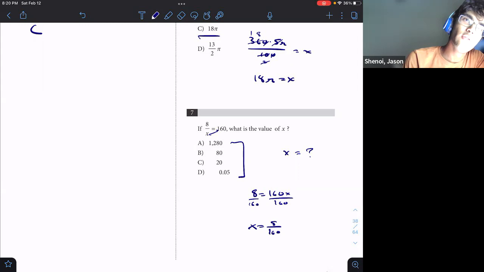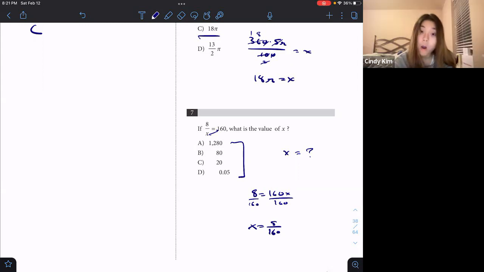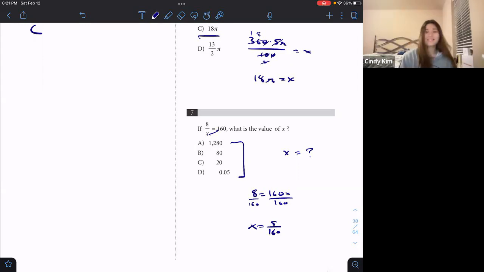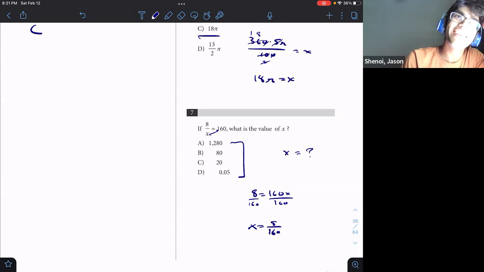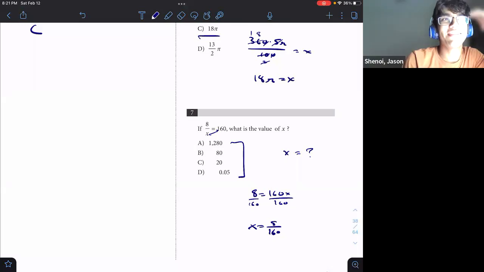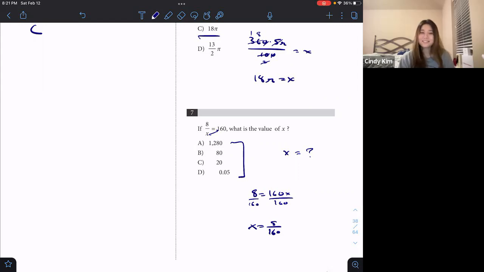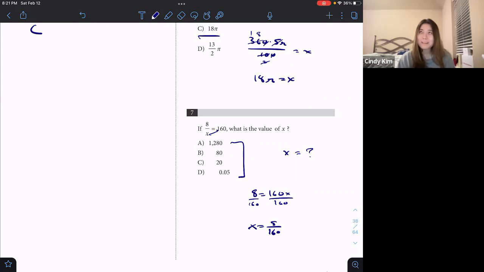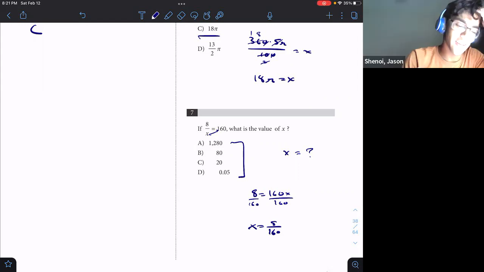Now if you look at the answer choices, is this greater or smaller than 1? It's smaller than 1. Oh, it's greater than 1. 8 over 160 is greater than 1. No. I know the answer. It's 1 over 20. X is equal to 1 over 20. So it'll be D. Very good.